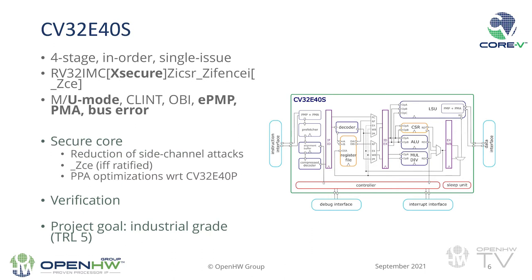Also based on a similar RTL code structure is the E40S. This core is actually meant for security applications. It has custom extensions for security, for example to reduce side channel attacks. And in addition to the bus errors, it has a PMP and a user mode compliant with RISC-V to split applications from machine and user modes.